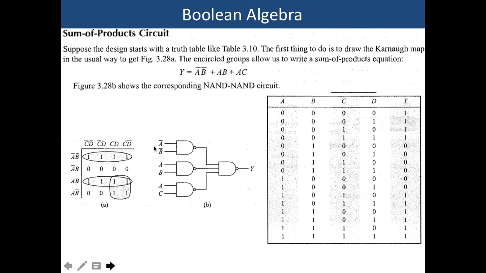and from this figure we can write this as a NAND gate circuit: A bar B bar, AB, AC. The first, second, third NAND gates are connected to the final NAND gate. This is the NAND gate circuit.